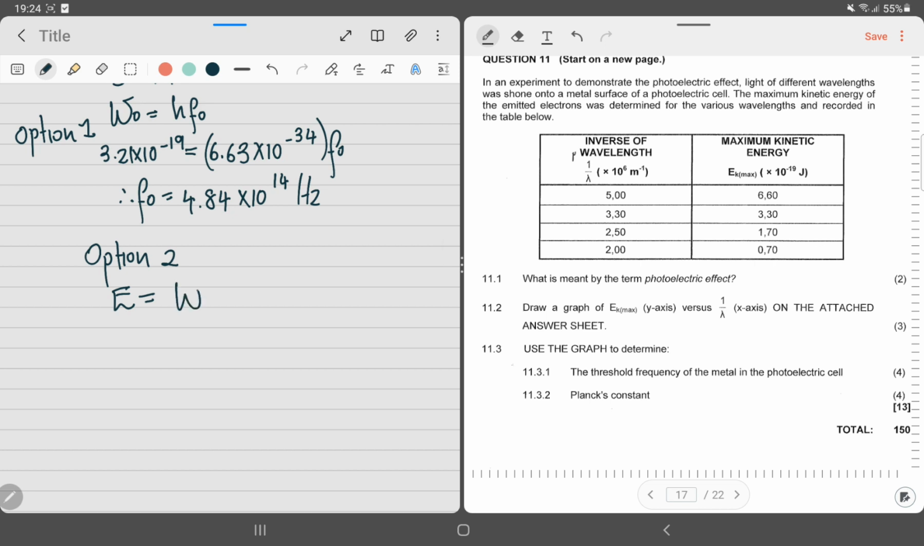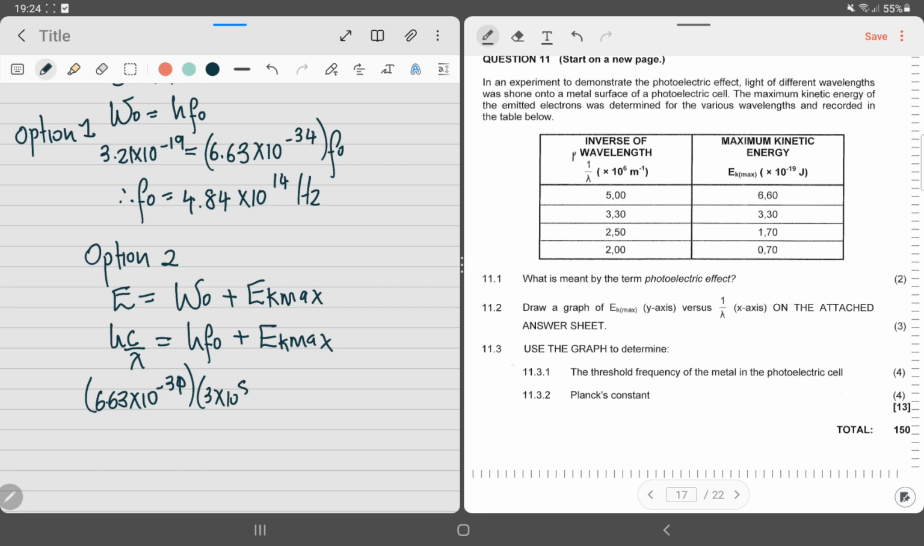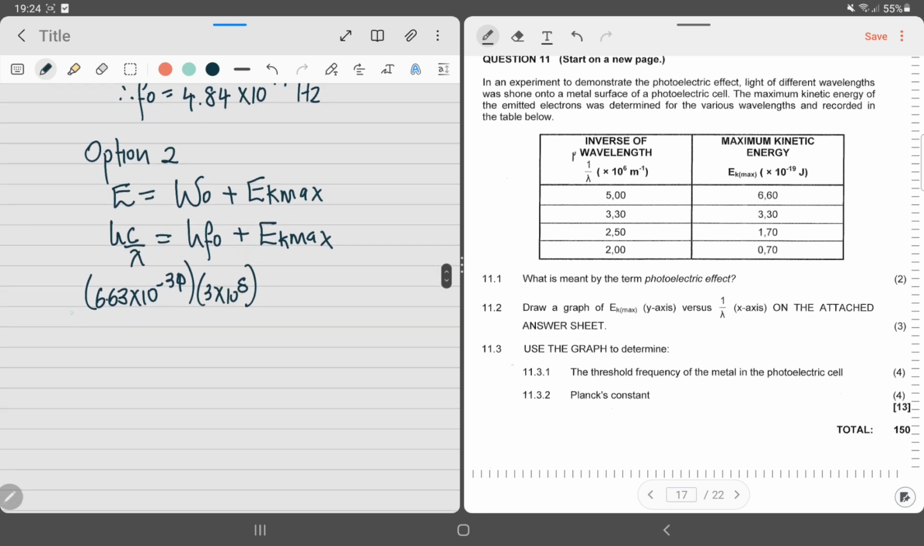E should be equal to the work function plus EK max. We know that E is equal to hc all over lambda, and then we know that's hf0 plus EK max. I'm not changing this because we are given EK max there. So h is 6.63 times 10 to the negative 34. c is just the speed of light. Now, if you look at this very carefully, h over lambda, this is the same as saying c multiplied by 1 over lambda. So the value that we have there, we're going to substitute it exactly as it is, because that's 1 over lambda.